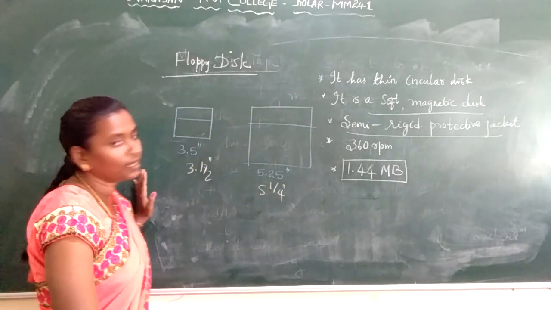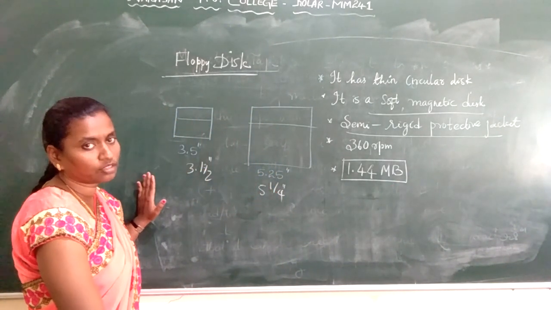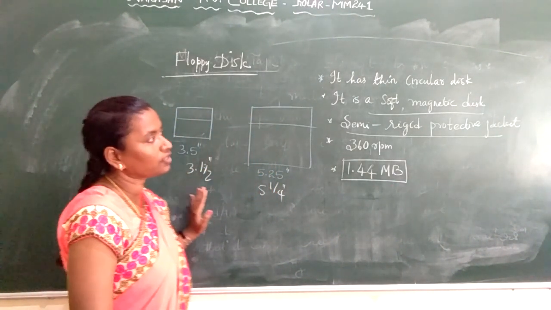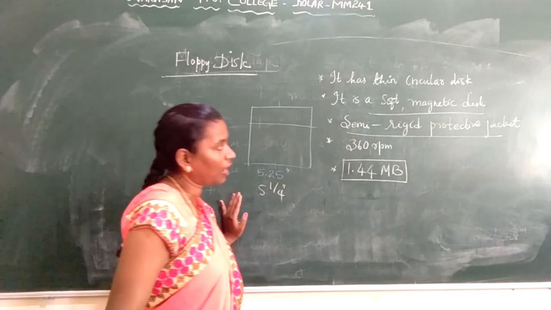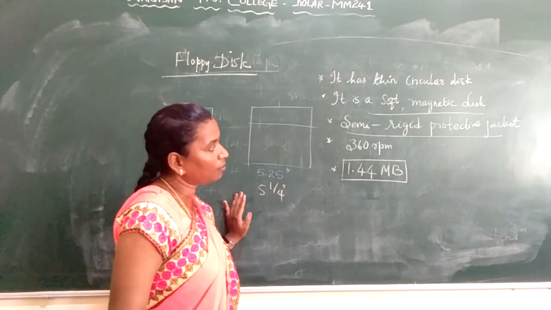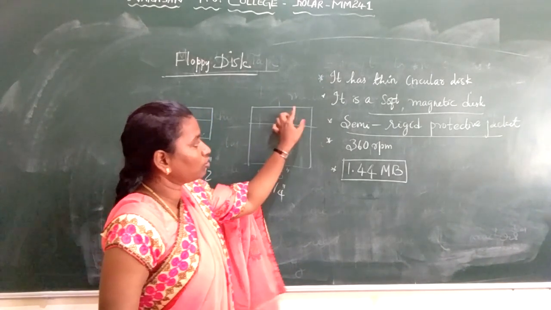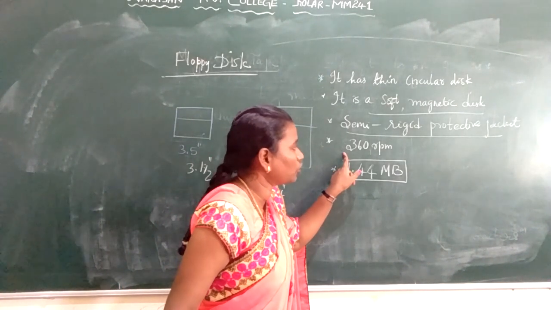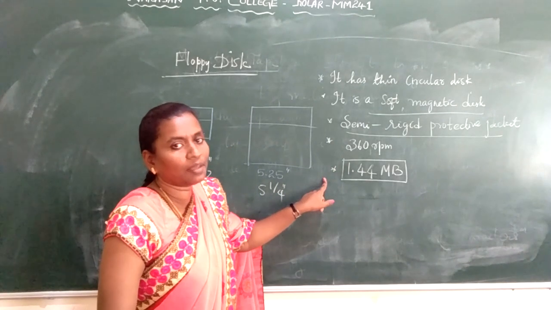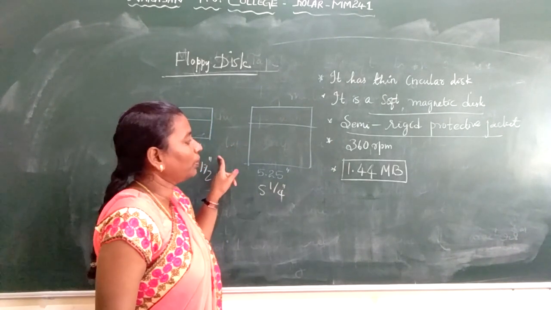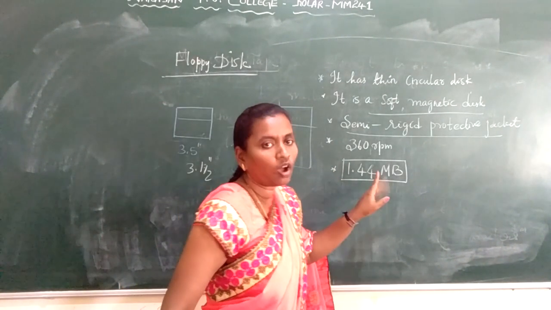I repeat, floppy disk is another kind of secondary storage medium. It has a thin circular disk. It has a soft magnetic disk. It has a semi-rigid protective jacket. It has a red protective knob also. It rotates at the speed of 360 rpm. The maximum capacity of a floppy disk is 1.44 MB.